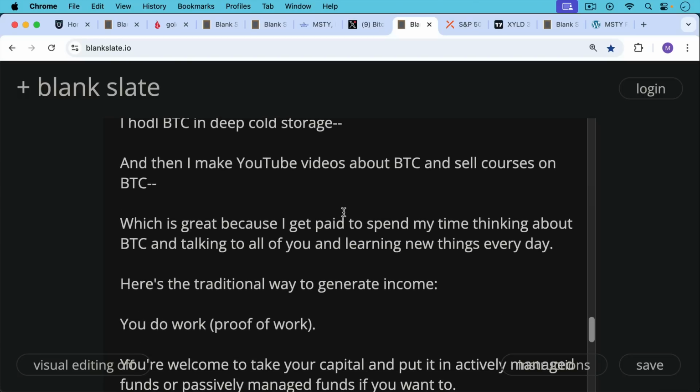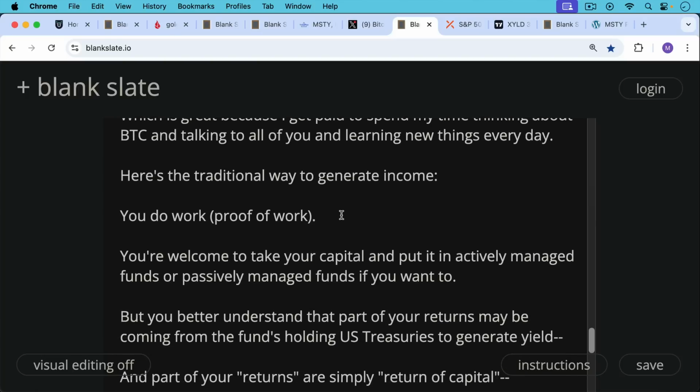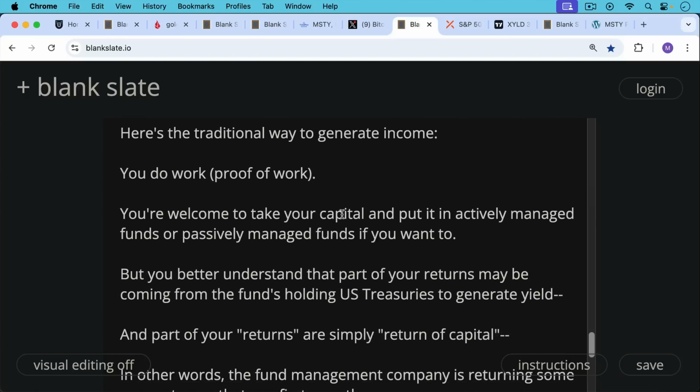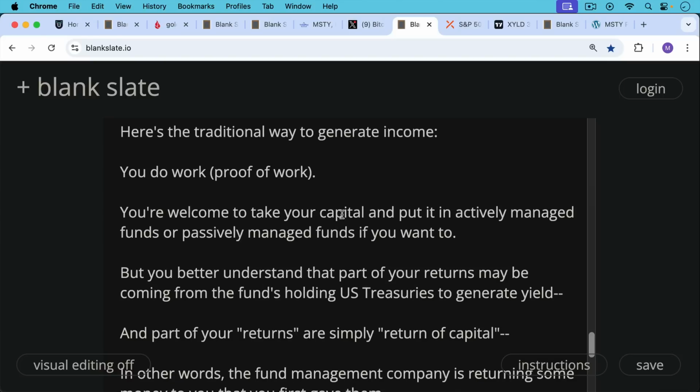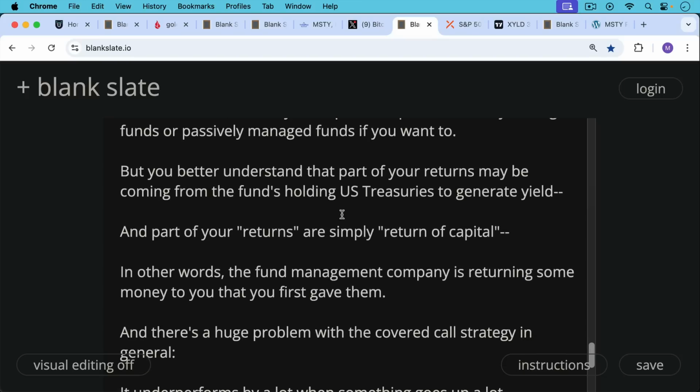Here's the traditional way to generate income. You do work. This is sort of proof of work in our lives. Now, you're welcome to take your capital, to take your savings and put it in an actively managed fund like MSTY, or a passively managed fund if you want to. But I just think you better understand that part of your returns may be coming from the funds holding U.S. Treasuries to generate yield. This is what it says in the MSTY prospectus. And also part of your quote-unquote returns are simply return of capital, which means that the fund management company is returning some money to you that you gave them in the first place.